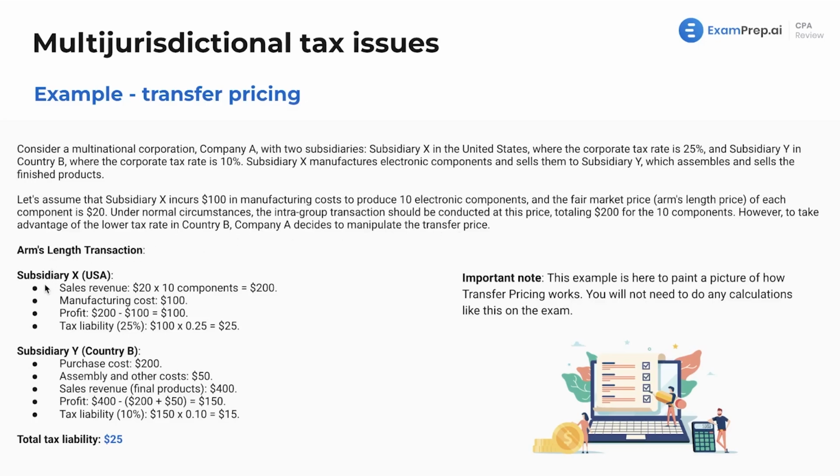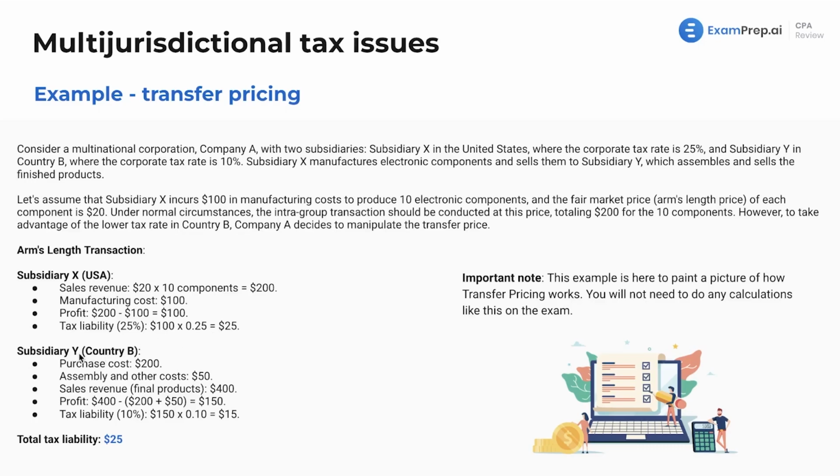Well, we have this transaction here. Subsidiary X, which is in the US, their sales revenue is going to be the $20 times the 10 components for $200. Their total manufacturing cost is $100, and as such, we have profit of $100. Our tax liability is going to be 25%. That is going to be $100 times 25% to give us $25.